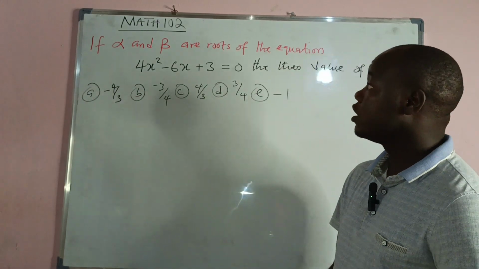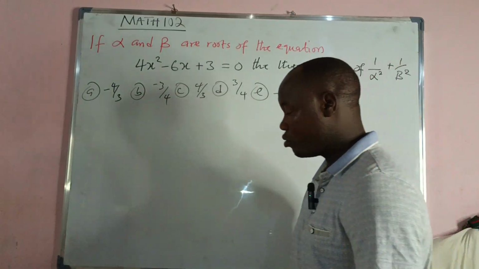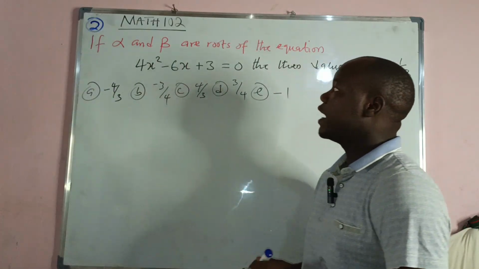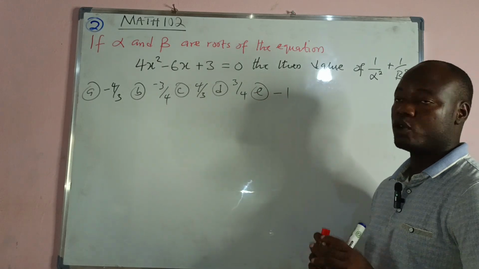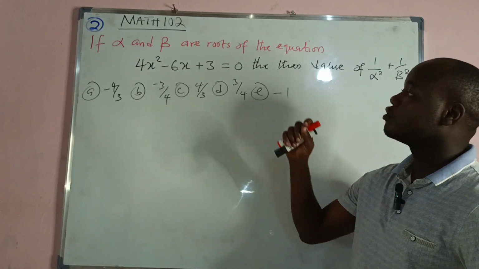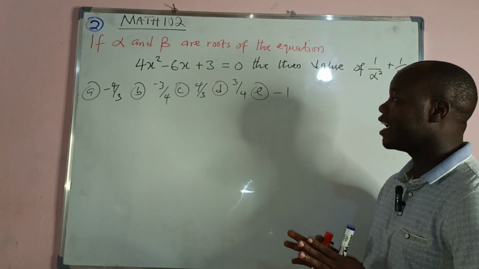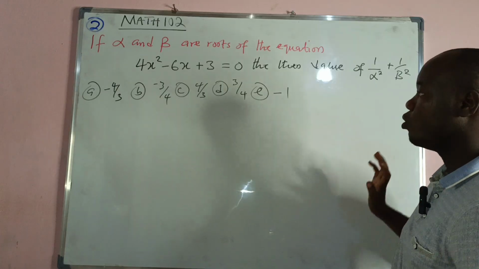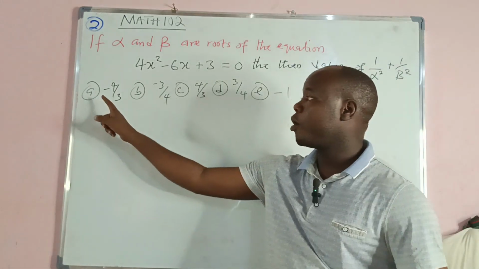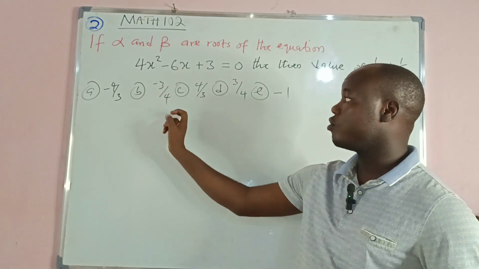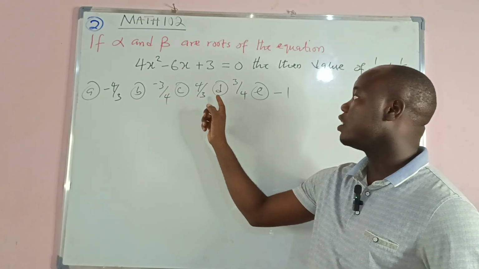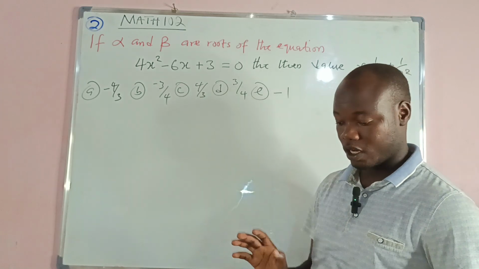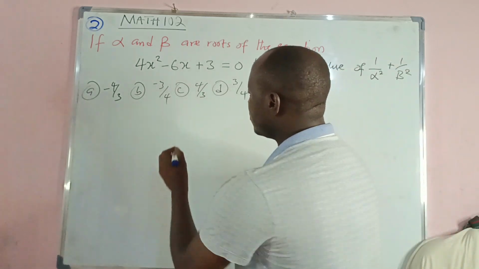Okay, ladies and gentlemen, we are going to look at question 2. If alpha and beta are the roots of the equation 4x squared minus 6x plus 3, then the value of 1 over alpha squared plus 1 over beta squared is: A, minus 4 over 3; B, minus 3 over 4; C, 4 over 3; D, 3 over 4; and E, minus 1.